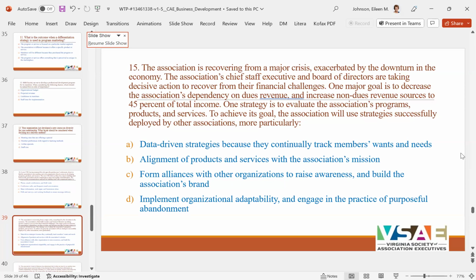What's the question? So, okay, they're trying to increase non-dues revenue. Strategy. Okay, so they're evaluating their programs and services. Mhm.